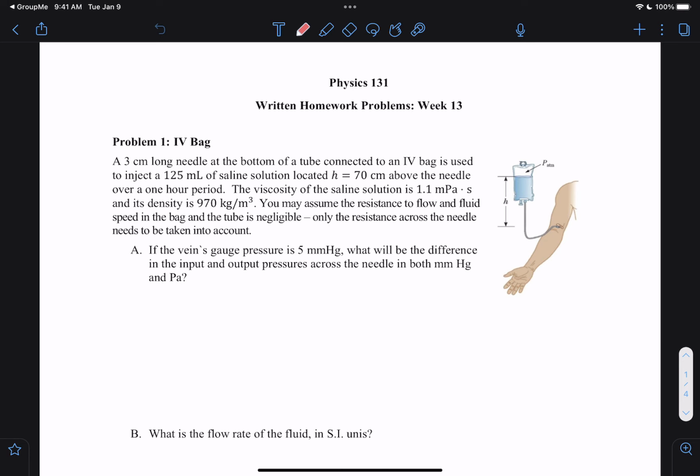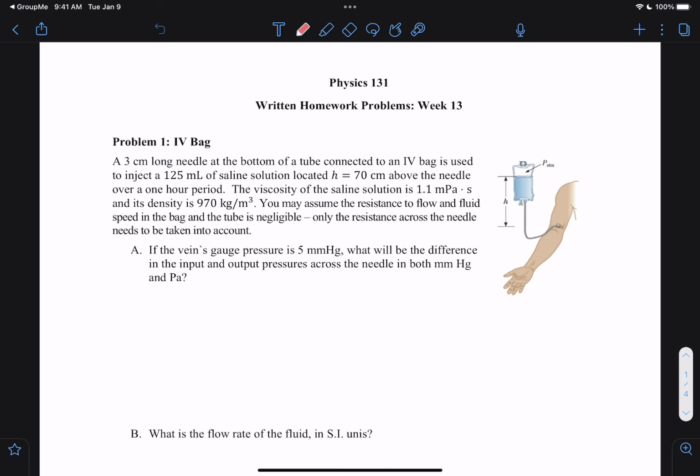But now, without further ado, I think we can go ahead and get started on the homework. So for this first problem, we have an IV bag, right? We have a 3 centimeter long needle at the bottom of a tube connected to an IV bag. It's used to inject 125 milliliters of saline solution located H equals 70 centimeters above the needle over a 1 hour period.